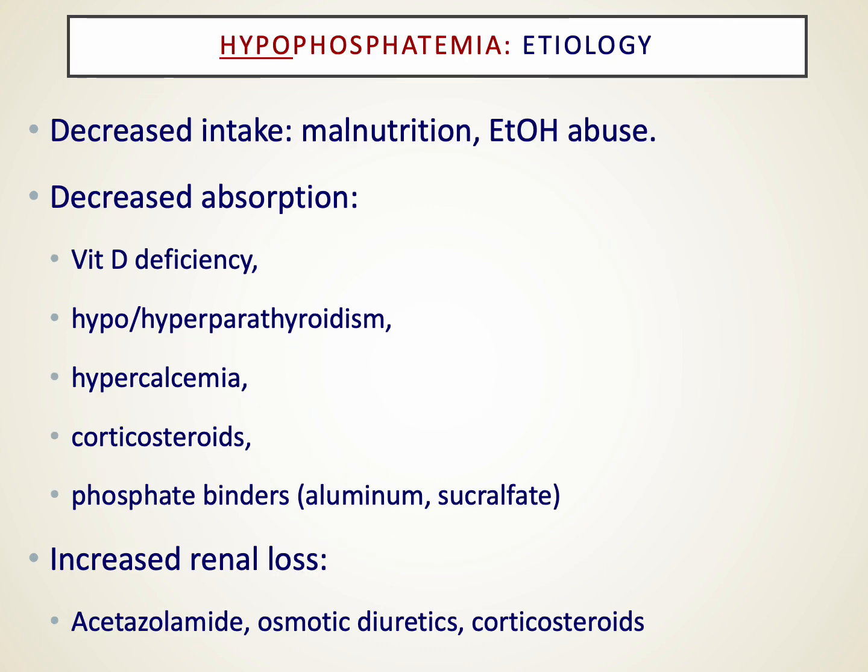In hypophosphatemic states, typically we're worried about low phosphate levels in folks who have malnutrition or ethanol abuse. They might also have decreased absorption of phosphate by, usually it's a concurrent phosphate binder. They're taking a lot of antacids, sucralfate, or aluminum-containing antacids. They bind phosphate, and so they might be depleted in that. They could also have increased loss of phosphate by renal losses, particularly with osmotic diuretics, sometimes with corticosteroid use.